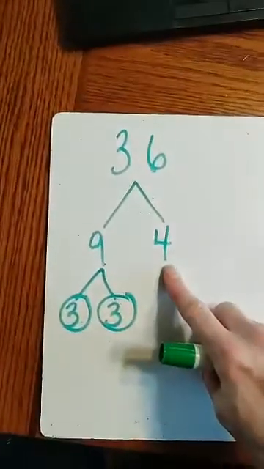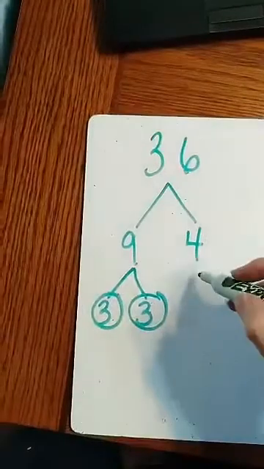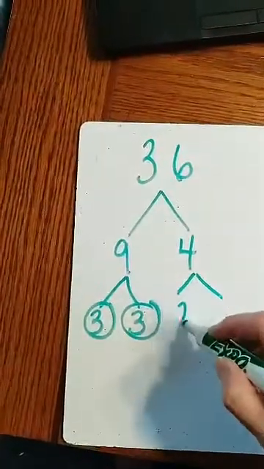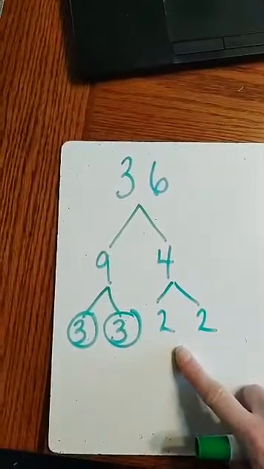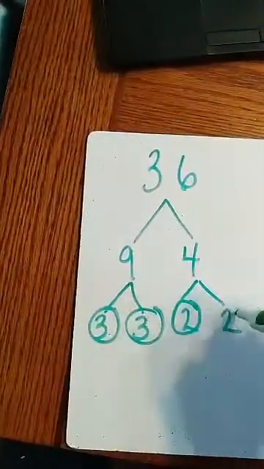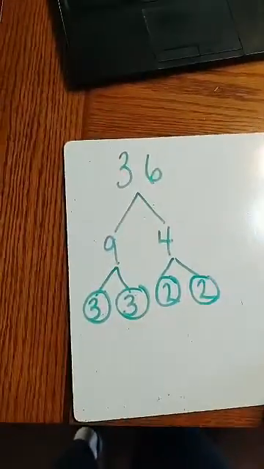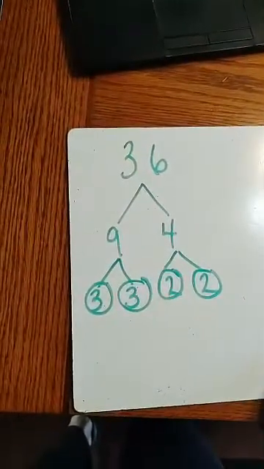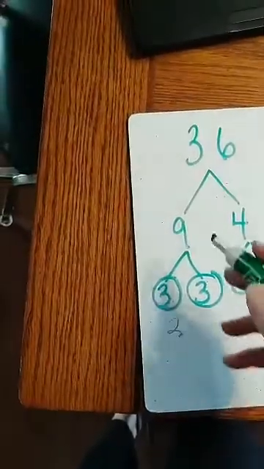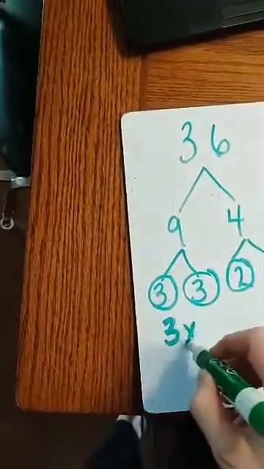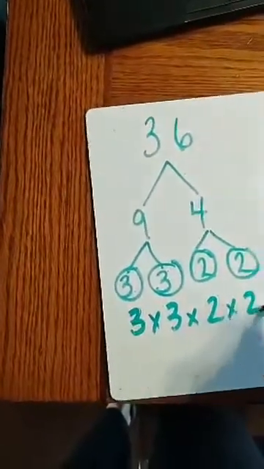So let's go to 4. Is 4 prime? You're right, it's not. We can take 2 times 2. Is 2 prime? Yes, it is. So I'm going to circle those. Okay, so I've got my prime numbers here at the bottom. Now to write the prime factorization, okay, I can go 3. In order to get 36, I can take 3 times 3 times 2 times 2.